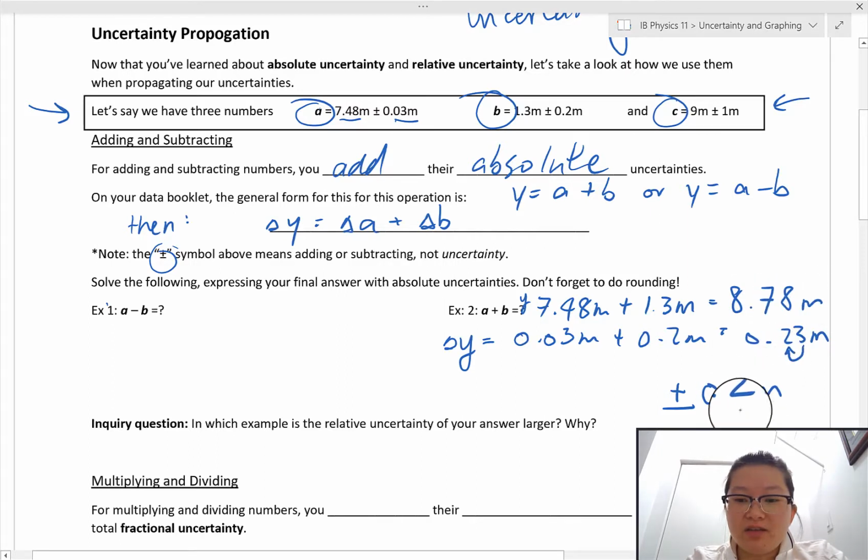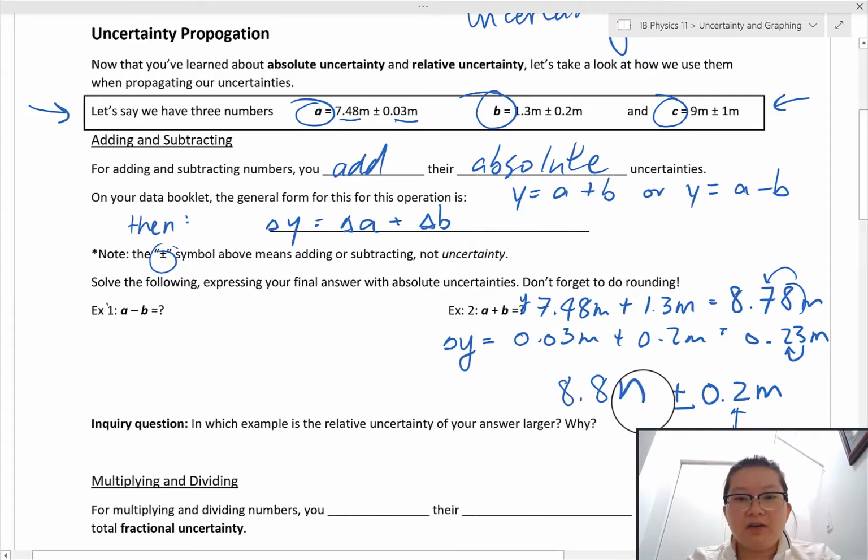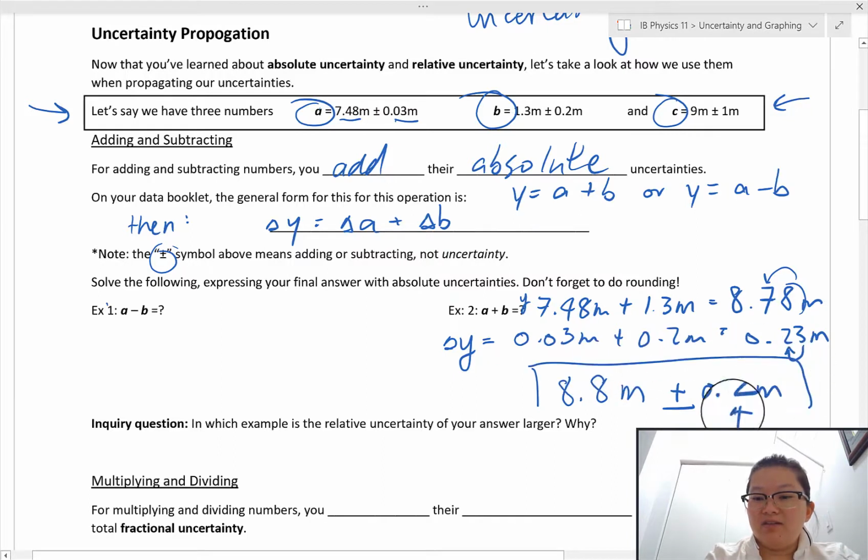Since I have the uncertainty in the tenths place, I'm going to need to round this at the 7. I'm going to round the 7 up or down, depending on what I have afterwards. This 8 here is going to round my 7 up to an 8. So I'm going to get 8.8 meters for my data value, okay? And this is my final answer.